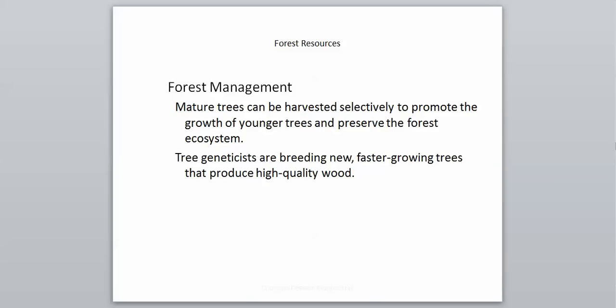However, we can manage our forests, and mature trees can be harvested selectively to promote the growth of younger trees and preserve the forest ecosystem. So we can take out one huge tree that might be sucking up a lot of the nutrients and allow multiple younger trees to grow. There are also tree geneticists breeding new, faster growing trees that actually produce high quality wood. So there have been some strides made to help protect our forests as well.